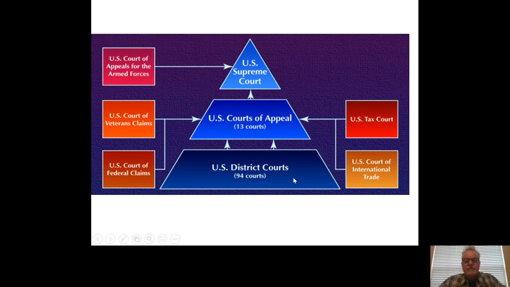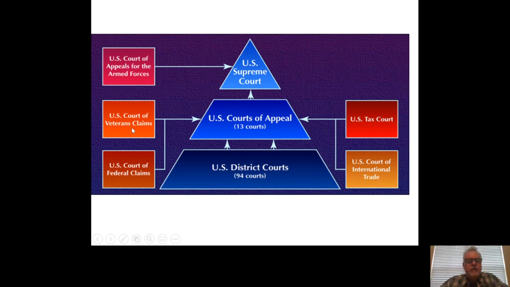I mentioned that there are district courts that hear civil cases and criminal cases, but there are other types of courts as well. There is claims against the federal court. There are veterans courts. There are international trade courts. There are tax courts. And this diagram here shows that they all go to courts of appeals.